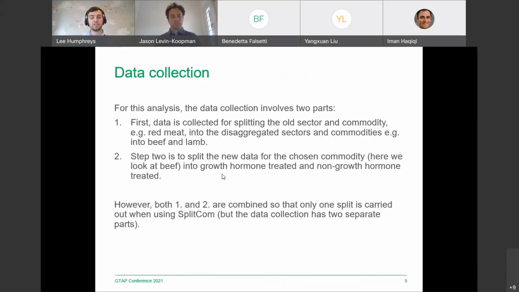In terms of data collection, there are two main parts. First of all, we need to split the GTAP sector into its disaggregated sectors and commodities. So for example, here, splitting red meat or cattle meat into beef and lamb. This is the initial split. And then the second part is taking the beef or lamb and splitting it however you want to split. So here I've split beef into growth hormone treated and non-growth hormone treated. So there are two parts to the data collection, but we combine this so that the split is carried out in one go within Splitcom.